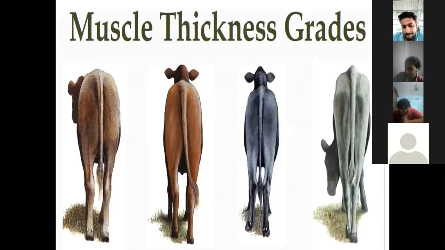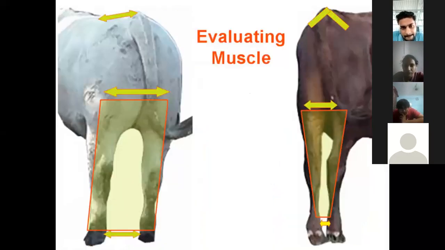Next, after frame size, is the muscle thickness, or the muscling. You can see here there are four animals and you can grade yourself. The first animal has more muscle compared to the second, and the second animal has more muscle compared to the subsequent third and fourth. So how do you go about grading the muscles? Generally you look at the back region, or the round region. That is the most important thing you have to look into when you are selecting the animal for slaughter stock.